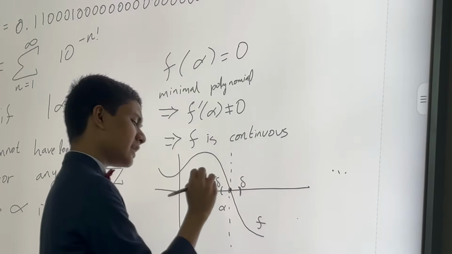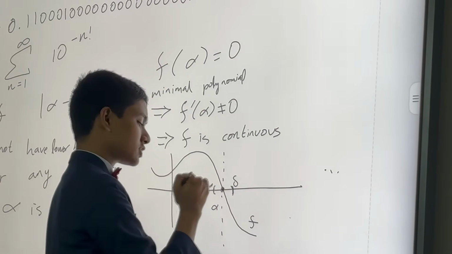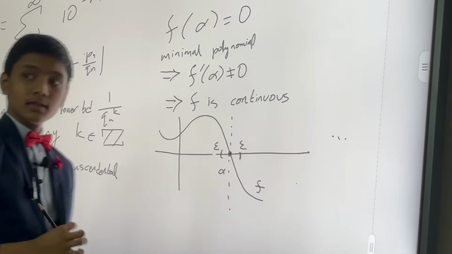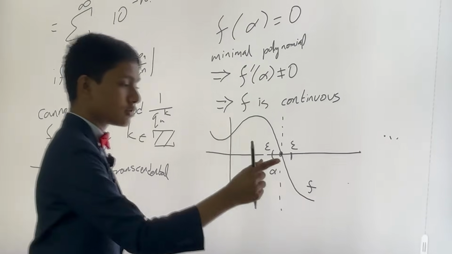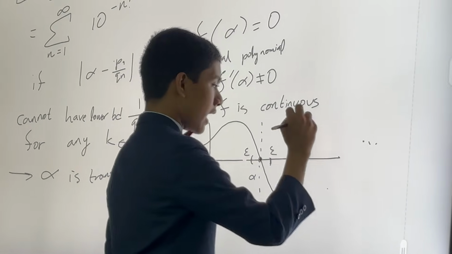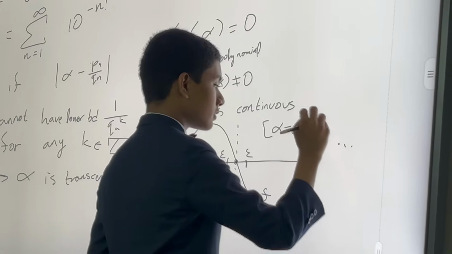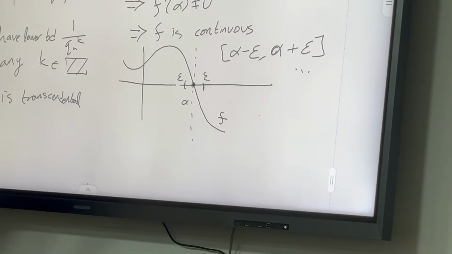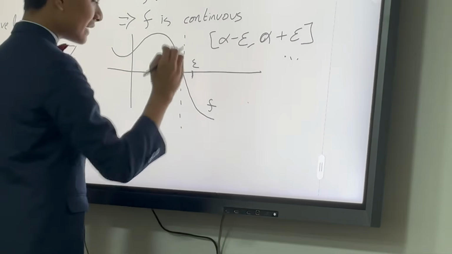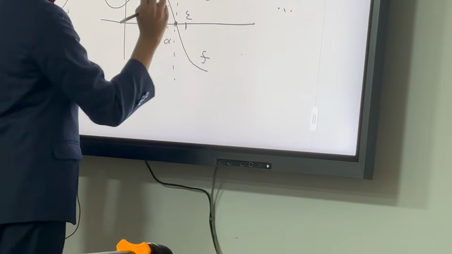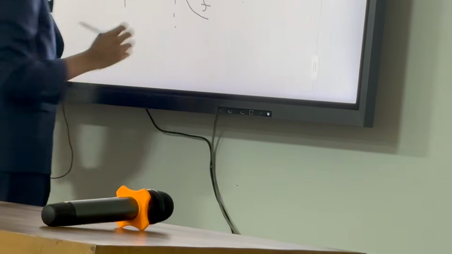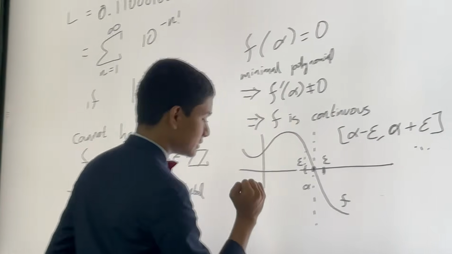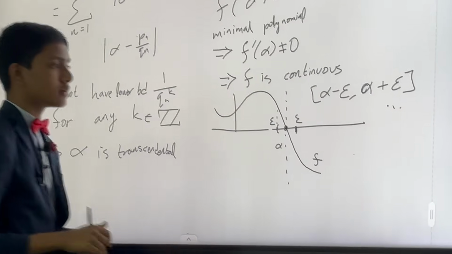some, I don't want to call it delta, let's call it epsilon, that's a little bit more standard. This sort of epsilon circle from alpha minus epsilon to alpha plus epsilon, where in this region, it's guaranteed that except for alpha, there will be no root. We know there is some epsilon that satisfies this, since f is a minimal polynomial.